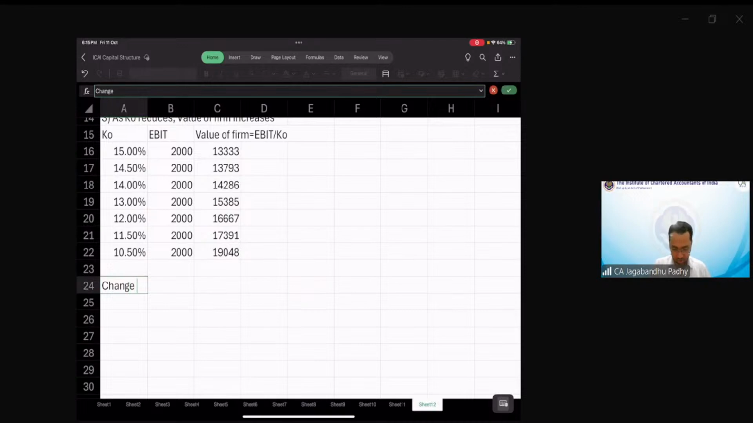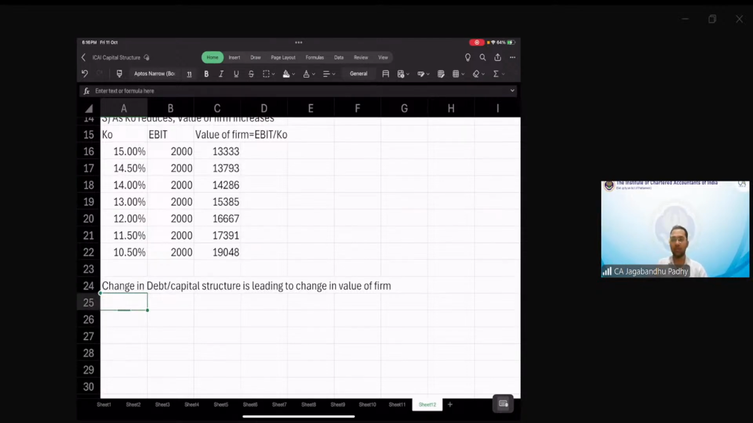So my question is, can I say that a change in debt, or a change in the capital structure, is leading to a change in the value of the firm? The value of the firm is changing due to a change in debt or capital structure. So can I say capital structure has an impact on the value of the firm? That's where we say the value of the firm is affected by the capital structure.